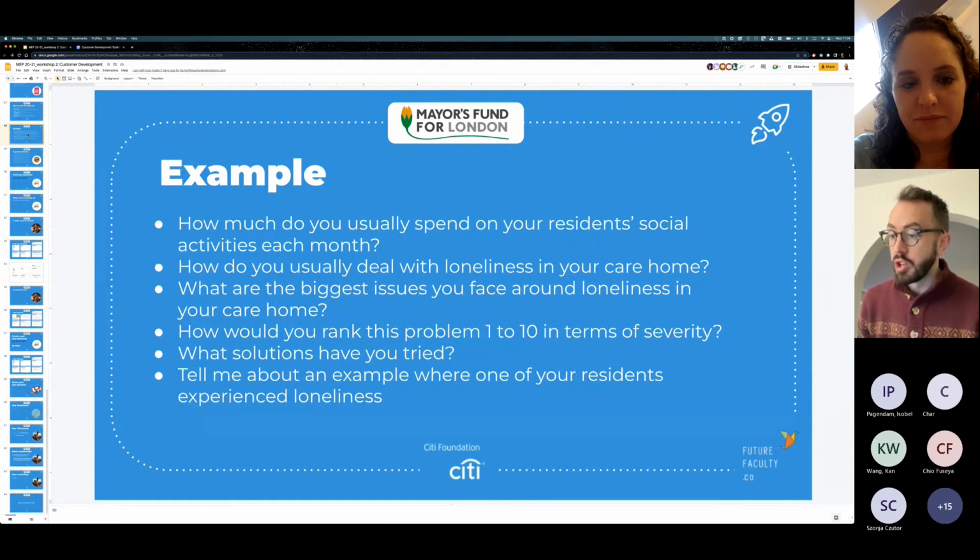And I love this question. How would you rank this problem 1 to 10 in terms of your severity? It puts things into context, right? People might say, oh yeah, I should go to the gym all the time. I should spend a lot of money on the gym. Great, that's really helpful. Or like, I'd love to spend money on a personal trainer. I'm definitely up for doing whatever you're doing your research on.